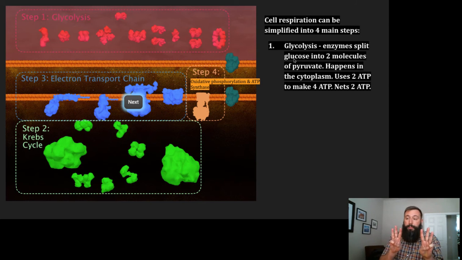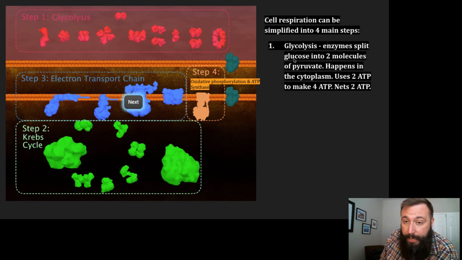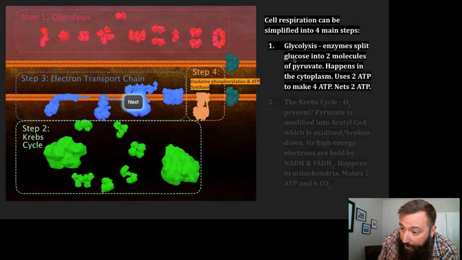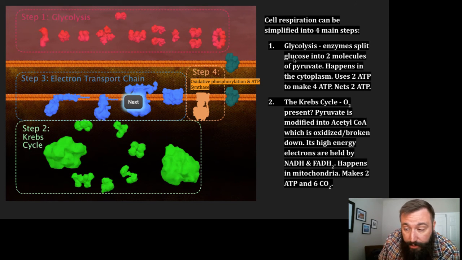In order to be able to split from a 6-carbon sugar into 2 3-carbon pyruvates, a little bit of energy is invested. This process uses 2 ATP molecules to make 4 ATP molecules. So we say that it nets 2. We make 2. We increase the system by 2 ATP. So those pyruvates then will be modified into acetyl-CoA.